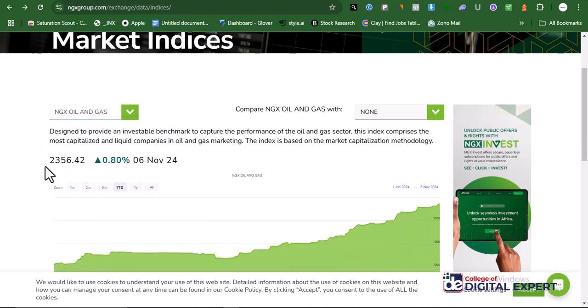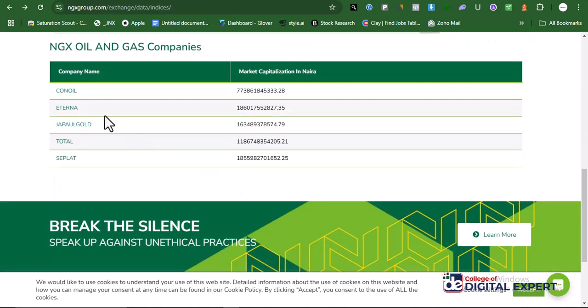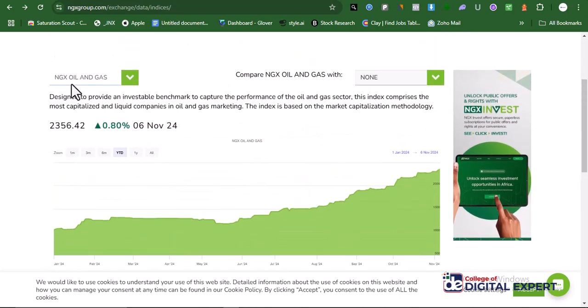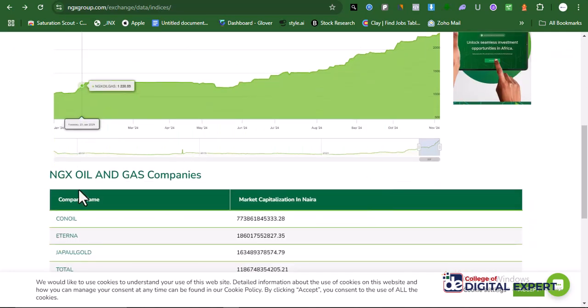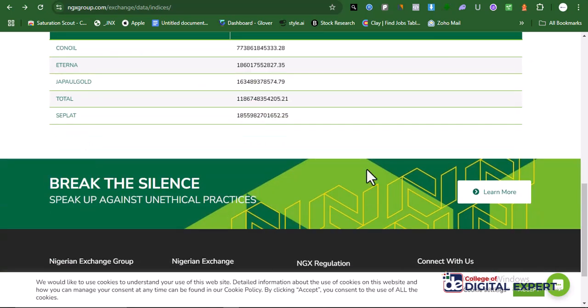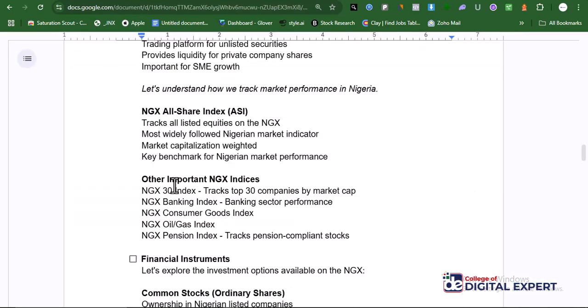Let's look at it. The stocks are being sold at 32,356.44 naira per share. See, Conoil, Eterna, Jaiz, Total, and Seplat. These are the 5 organizations under this particular index, under this particular ETF. So whenever you buy this particular stock, the money gets shared with all these organizations, and you get to make money from all of them, and you get to hedge your money against inflation and also market downtrend.